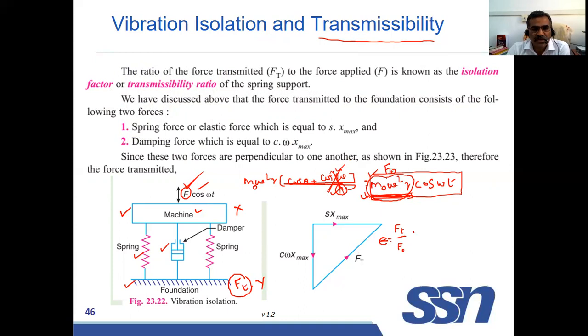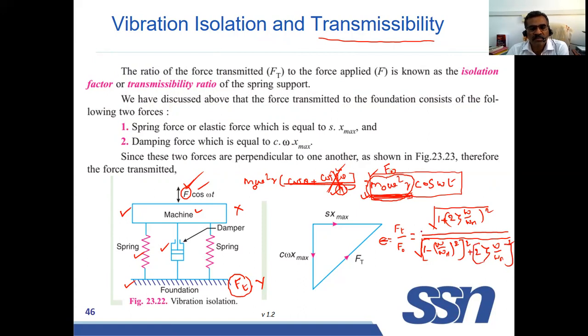So this transmissibility is given by the equation: root of 1 plus (2 psi omega by omega n) the whole squared, divided by root of (1 minus (omega by omega n) the whole squared) plus (2 psi omega by omega n) the whole squared. So this is the equation. By using this, we can find the transmissibility.